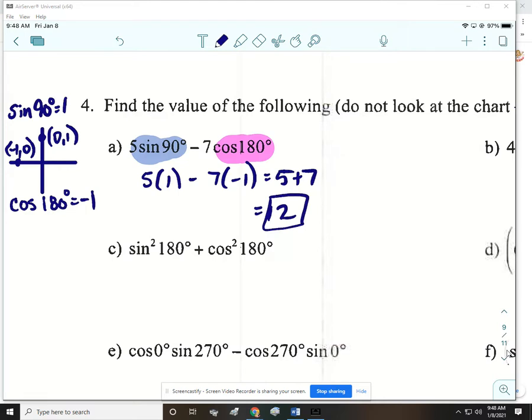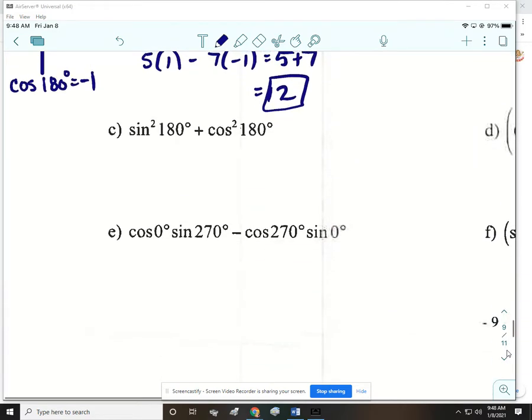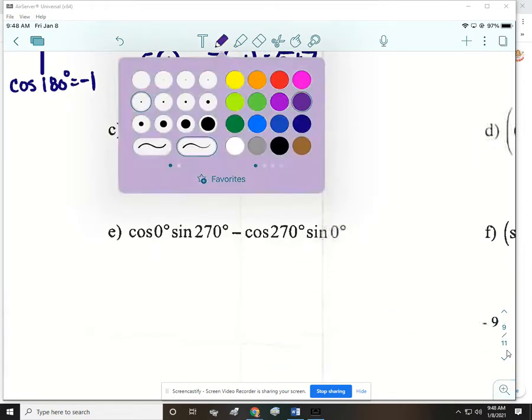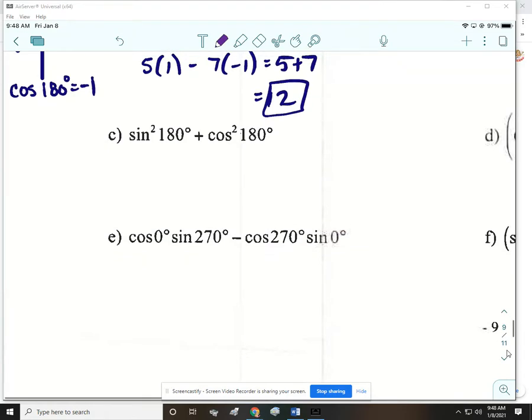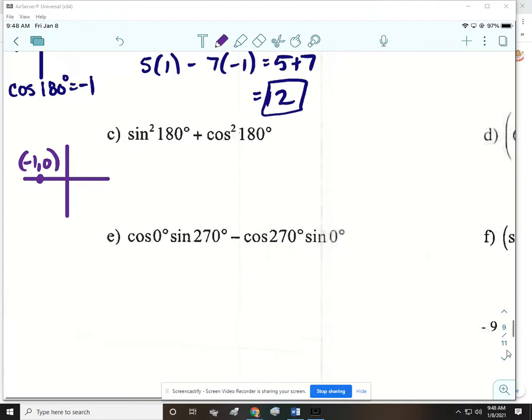Okay. All right, let's look at C. C is the same thing, just a different expression. 180 degrees is the only angle we need. We just did 180 degrees, but we'll draw it again just for practice. So 180 degrees is here. That point would be -1, 0. I need the sine of 180 degrees, so we do y over r. y is 0, r is 1, so that's 0.